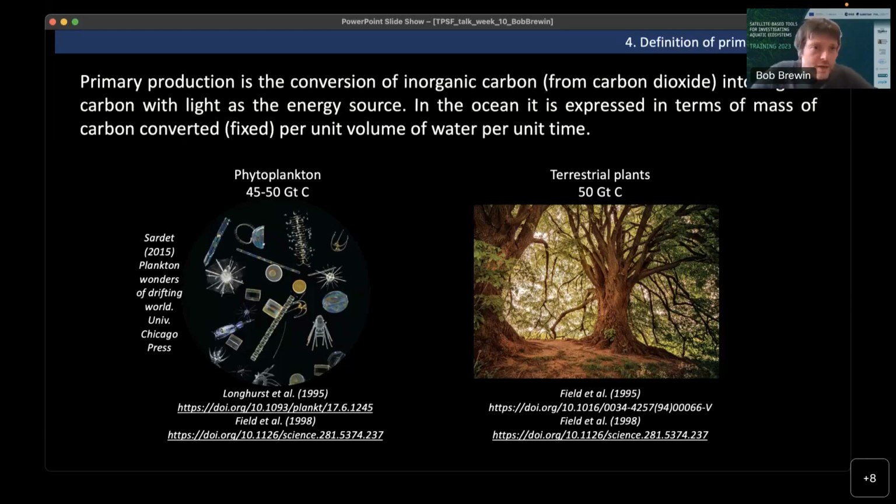So what is primary production? Well, we talked about the rate of photosynthesis. So what is that? It's basically the conversion of inorganic carbon from carbon dioxide into organic carbon with light as the energy source. In the ocean, this is typically expressed in terms of mass of carbon converted or fixed per unit volume of water per unit time. So it's a rate.